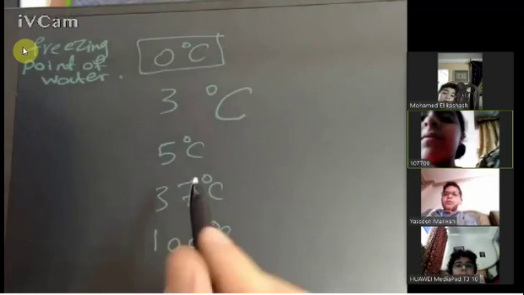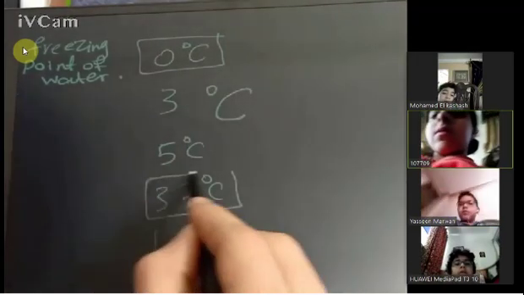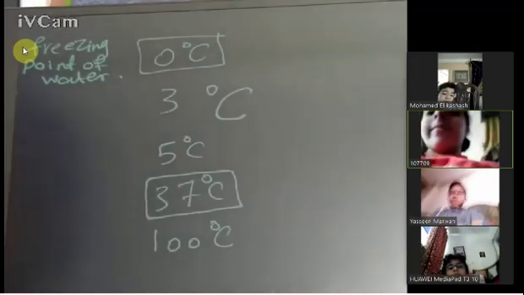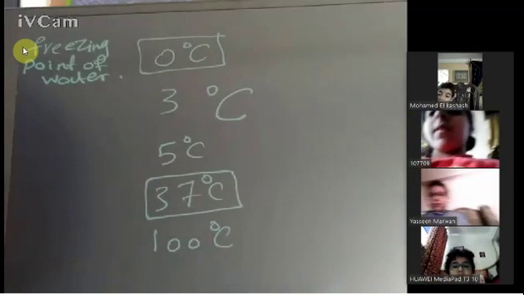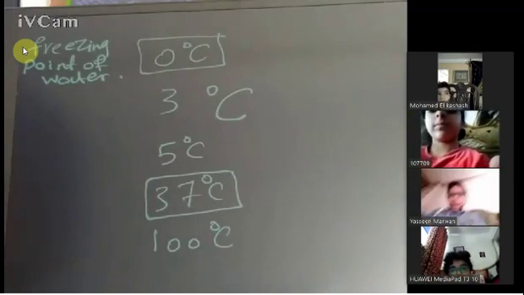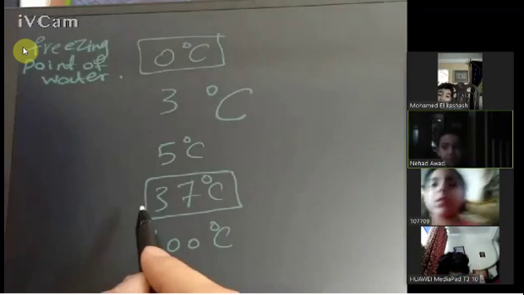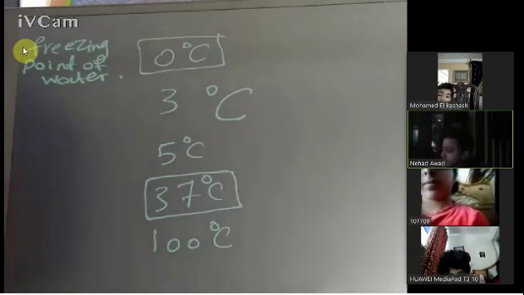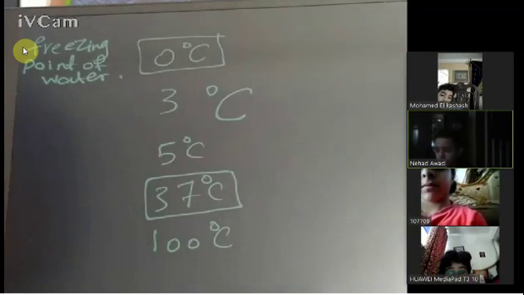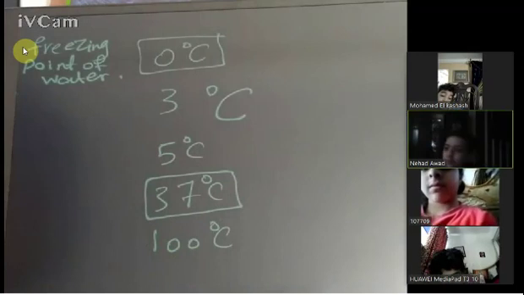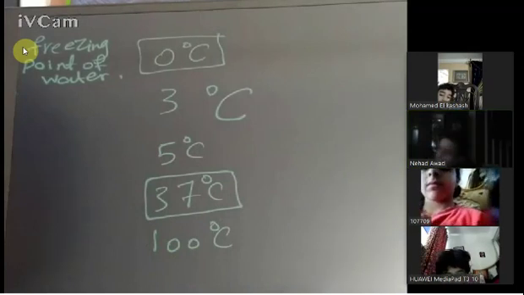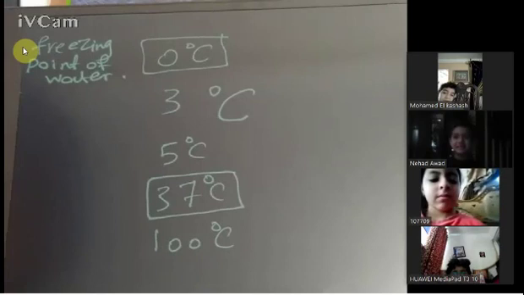Okay, what about our normal temperature for the body, for human beings? What is the normal temperature for people? It's 37. This is the normal temperature for our bodies to be good. If we are less than 37 or greater than 37, that means we are sick. So the normal temperature for our bodies is 37.